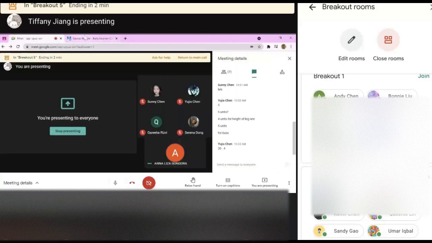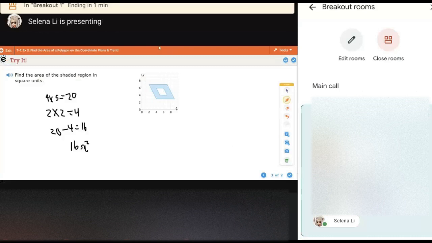Okay, so I'm back with group 1. We worked on the same question, and I can see that they're sharing there. That's nice. Quick question: did you guys agree with each other? This is how you're going to solve this problem?